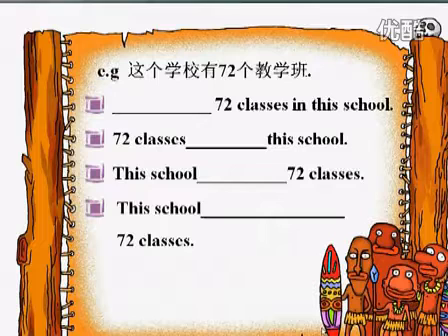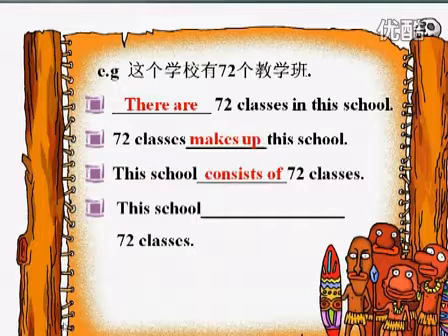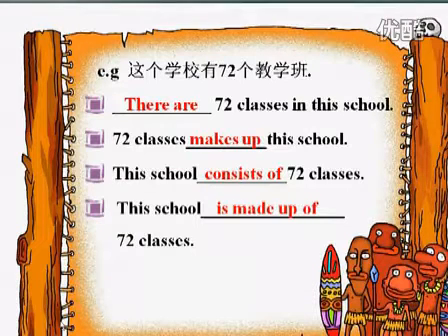Now look at this. 这个学校有72个教学班。这个句子我们可以用很多种方式来表达。比如说 72 classes in the school. 我们可以用 there be 句型。For example, there are 72 classes in the school. The next, 72 classes make up this school. The next, this school consists of 72 classes. The next, this school is made up of 72 classes. Okay. This school is made of 72 classes.